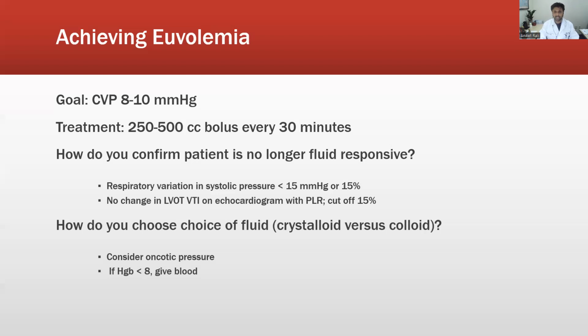In those patients that are on mechanical ventilation and are intubated, we can check for respiratory variation in systolic pressure. If that respiratory variation in systolic pressure with breathing is less than 15 millimeters of mercury, in other words, if there is less than 15 millimeters of mercury difference between their systolic blood pressure with inspiration and with expiration, then you can say that this person has been adequately fluid resuscitated. Similarly, if this difference is less than 15%, then you can also note that this person is adequately fluid resuscitated.